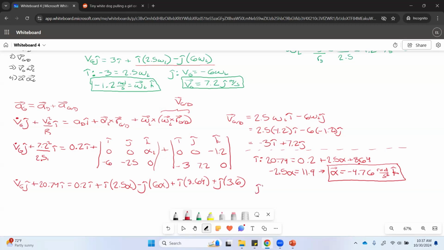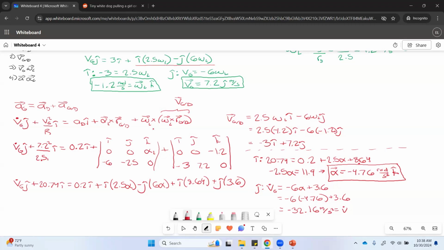So then the j equation. Let's see, we have VG dot in the j hat equals negative 6 alpha plus 3.6. So that is negative 6 times negative 4.76 plus 3.6. And that equals negative 32.16 meters per second equals V dot. And actually, that's meters per second squared. Okay. So now we've got both the pieces.